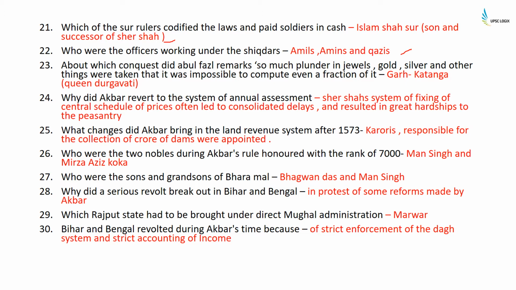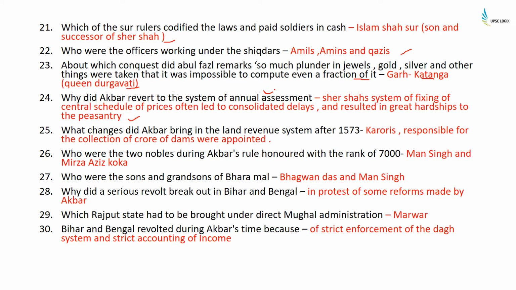About which conquest did Abul Fazl remark, so much plunder in jewels, gold, silver, and other things was taken that it was impossible to compute even a fraction of it? It was the conquest of Garh Katanga, and Queen Durgavati was the ruler. Why did Akbar revert to the system of annual assessment? Sher Shah's system of fixing a central schedule of prices often led to a consolidated delay and resulted in great hardships for the peasantry. So that was the reason why Akbar reverted to the system of annual assessment.